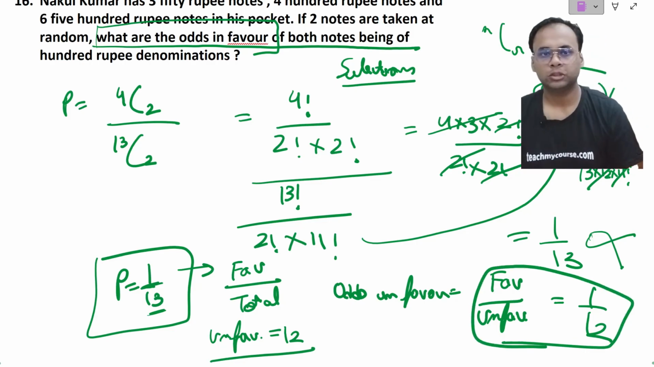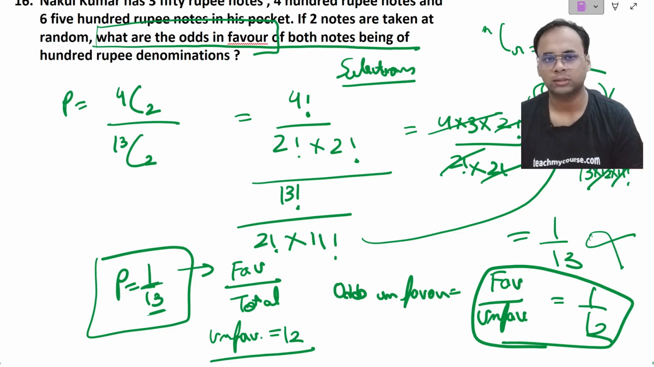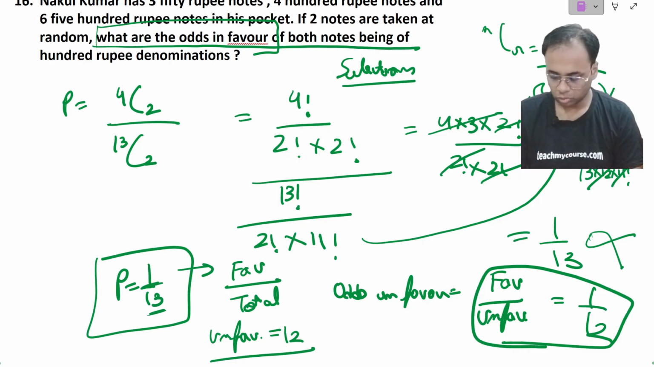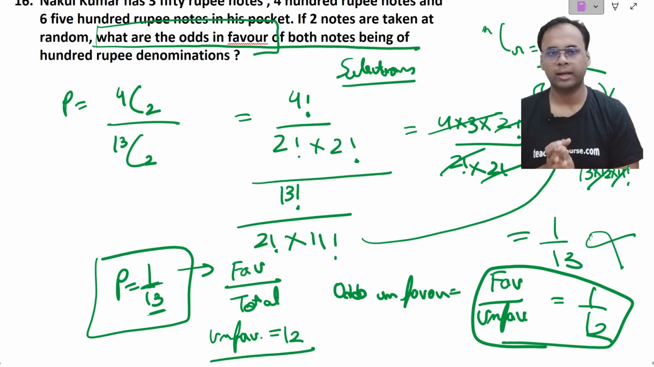So that's the part that you have to take notice of, because if you just mark 1 by 13 as the answer, you will get the wrong answer. For calculating odds in favor, first of all we need to calculate the probability, and only then can we find the odds in favor of the event.